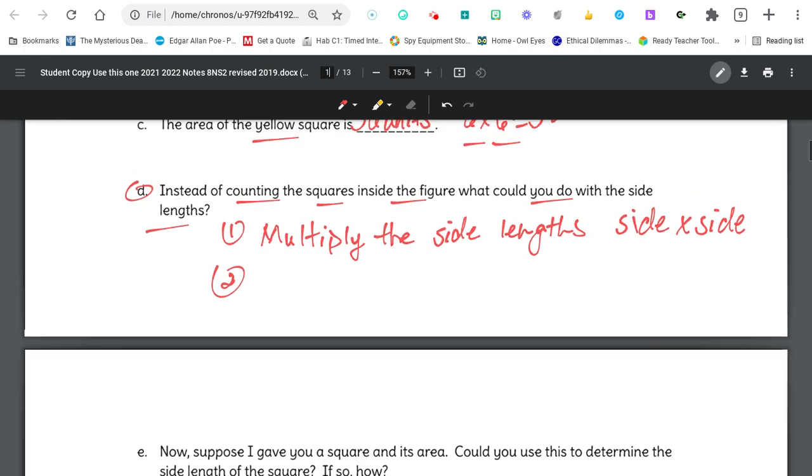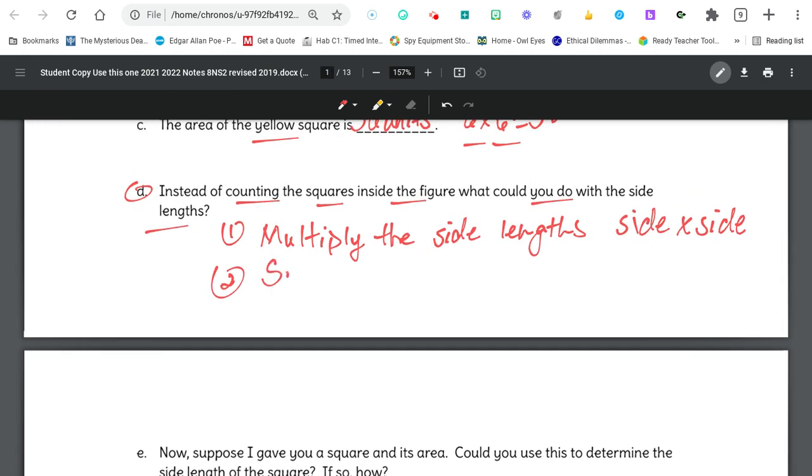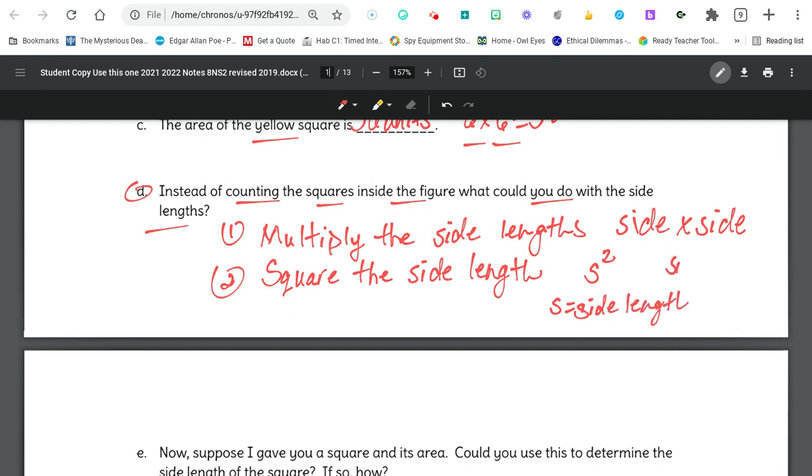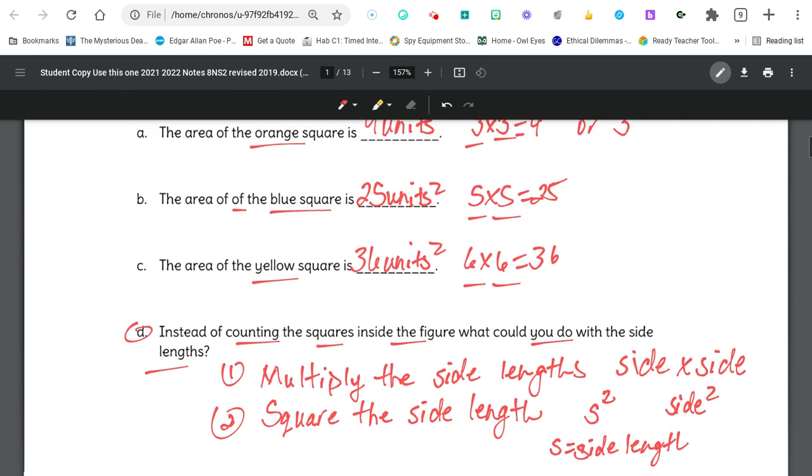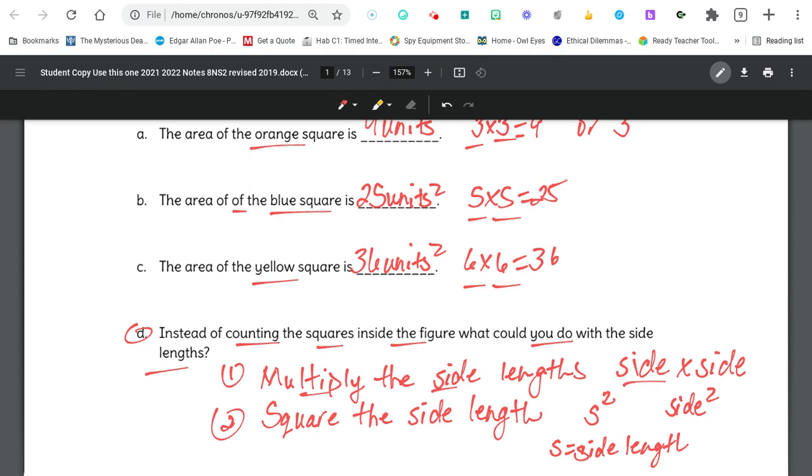So the second way would be to square the side length. And in terms of symbols, we could just put S squared, okay? S is going to stand for the side length. Or you could just put side squared for me, okay? So I'm going to show you. Those are the two ways. You can multiply the side lengths, do side times side, or just do side squared.